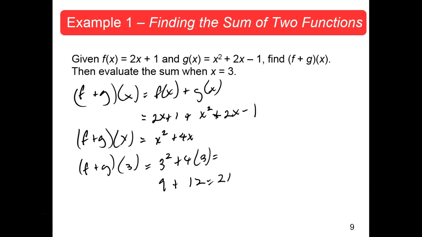Let's do f of 3. What would that be? F of 3? 2 times 3 plus 1 is 7, okay? G of 3? 3 squared, which is 9, plus 6 is 15, minus 1 is 14, and 7 plus 14 is, ta-da, 21.